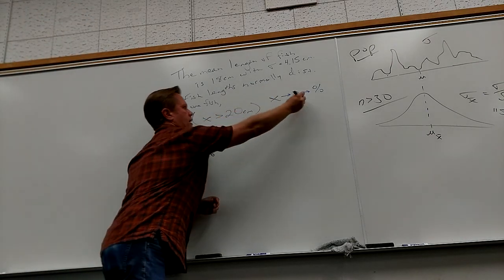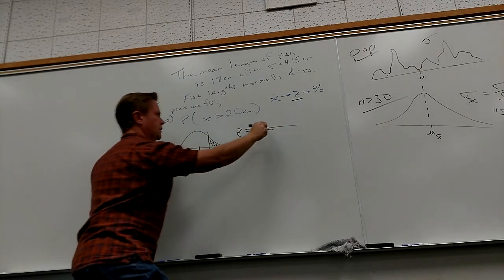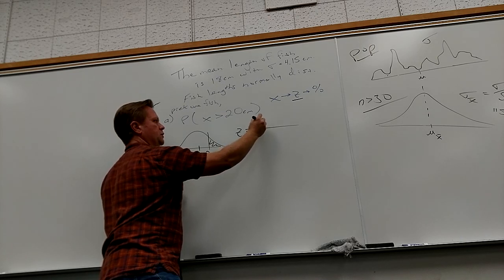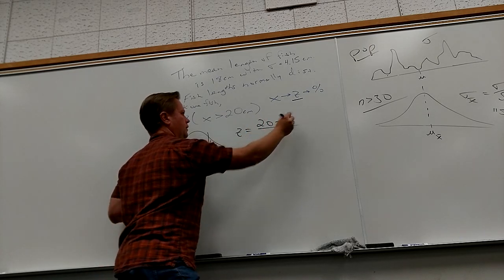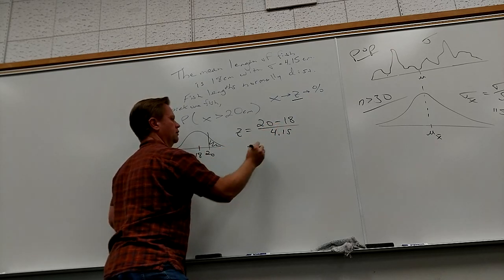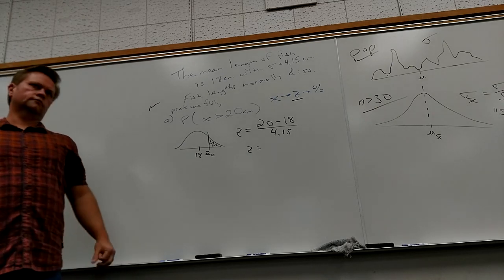So now I got to make a z-score out of this. So z equals what? What goes on the top? X minus mu. Yeah, x minus the mean, so 20 minus 18. 4.15. 4.15, I like it. 0.48.